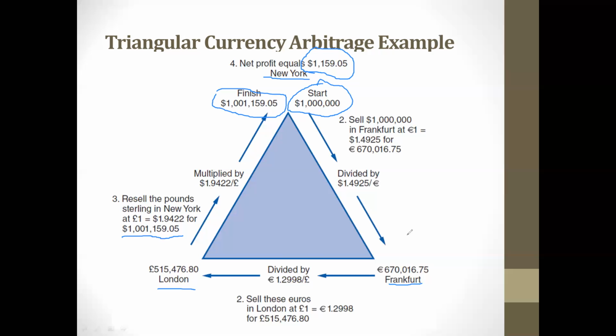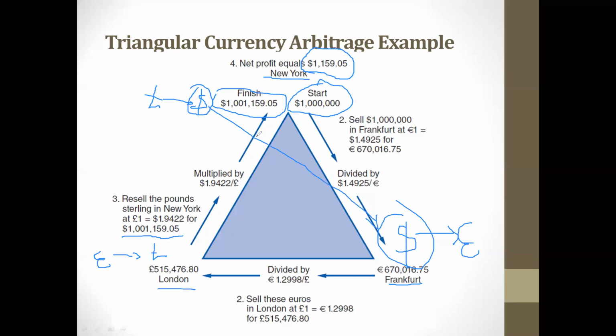Now you can see, in the Frankfurt market you convert dollars into euros. Then in the London market you convert euros into pounds. Then again in the New York market you convert pounds into dollars. This is what we call arbitrage. You start from dollars and end up with dollars. Then you earn a profit through this transaction. That is what we call this profit.